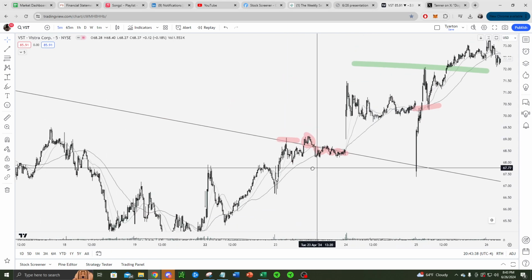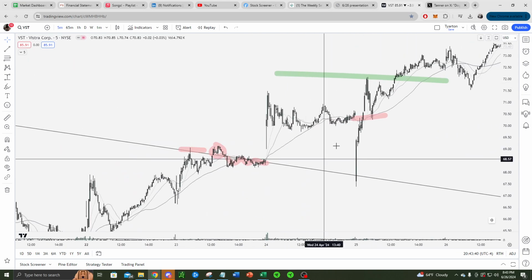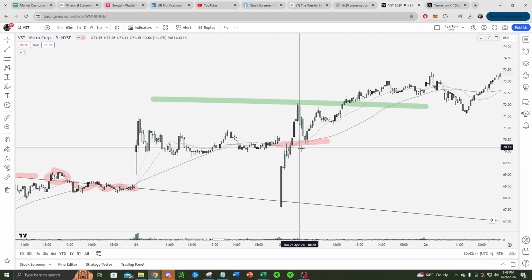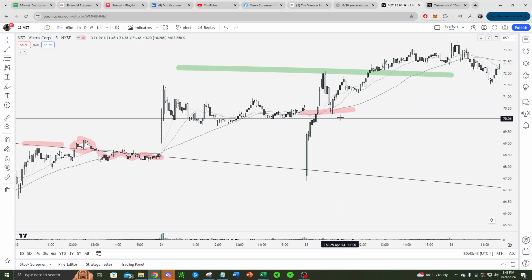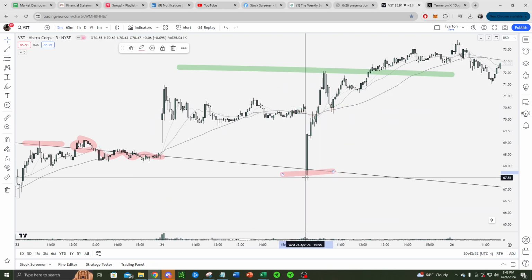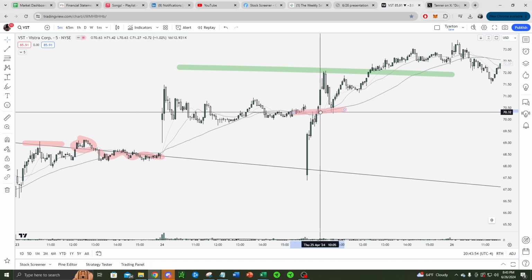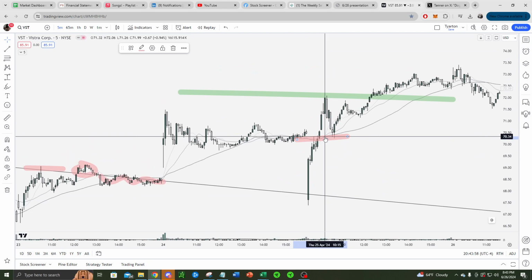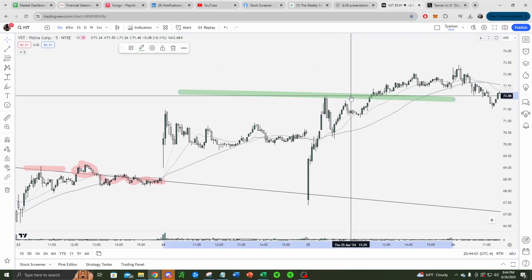Now I bought it in the setup back in here, but I would have no problem buying after it reclaimed everything, because to me this is just as strong as if it had opened there, right? Opening here is actually, in my opinion, I'm more excited to see it open way down here and fully reclaim than to see it just open straight up in here. Just me personally.